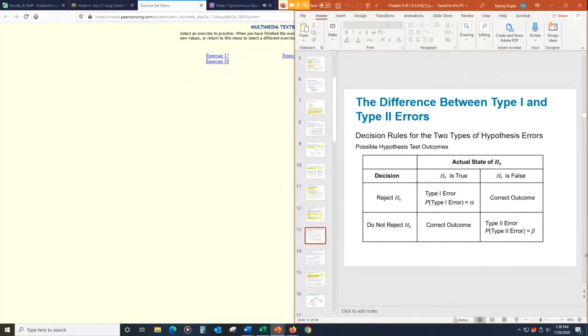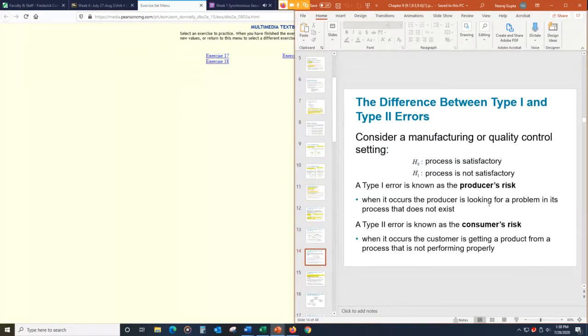So let's understand what it means in the business world. In manufacturing or quality control, suppose my null hypothesis is process is satisfactory and alternate is process is not satisfactory. So type 1 error will be what? You reject null when it is actually true. So you're saying that the process is not satisfactory when it was actually satisfactory. So it is a producer's risk, because you stopped the process when it was actually good.